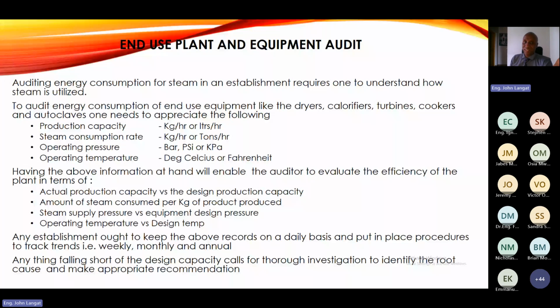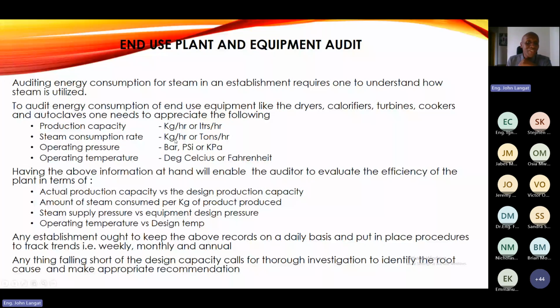Same as for liters, how much per hour does it produce, if it's juice or whatever. Then you need to measure steam consumption rate, in kilograms per hour or tons per hour. If they don't have a steam meter, part of the recommendation you need to make is for them to install a steam meter along the steam supply line.